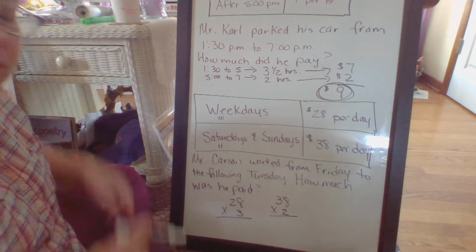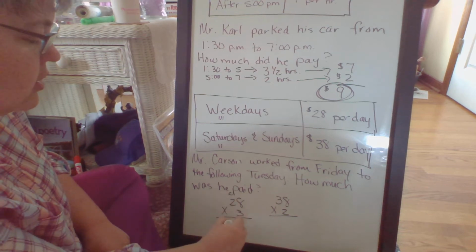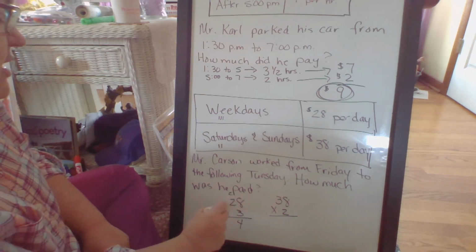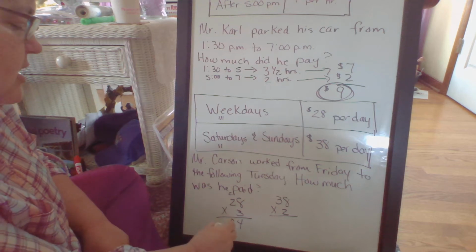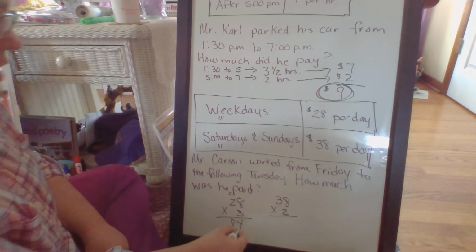And then we're going to have to add those together. So 3 times 8 is 24. 3 times 2 is 6, plus 2 is 8. So he made $84 on the days that he worked, the weekdays he worked.